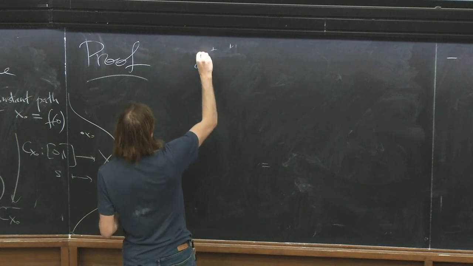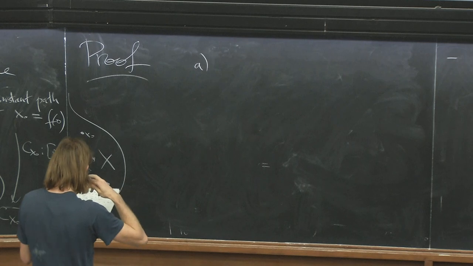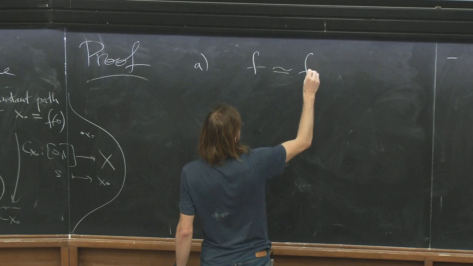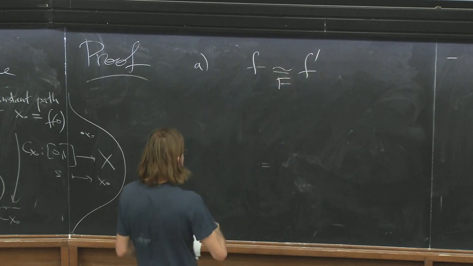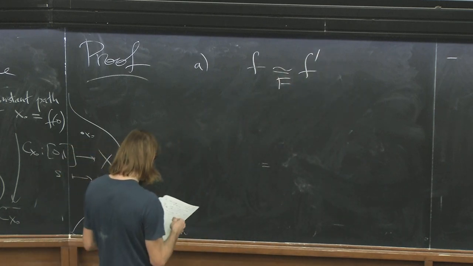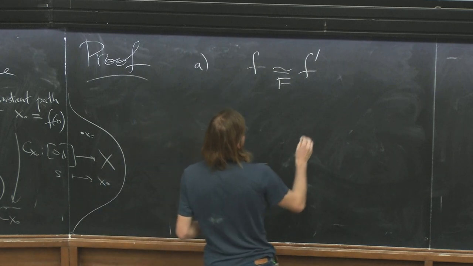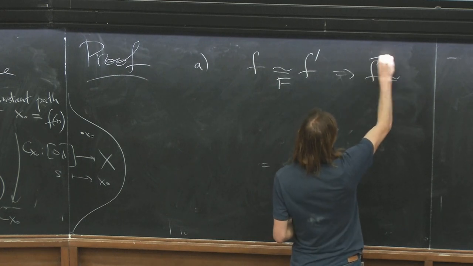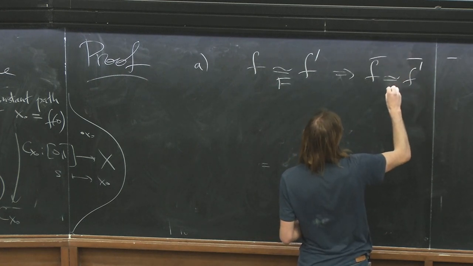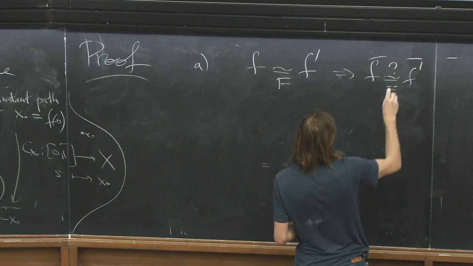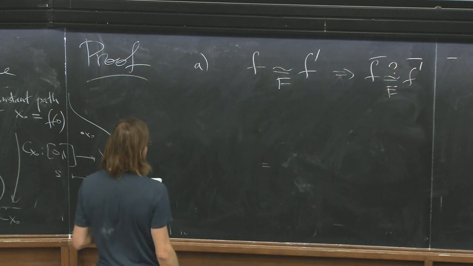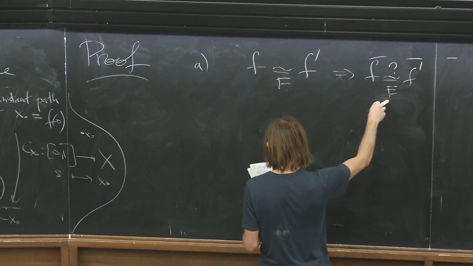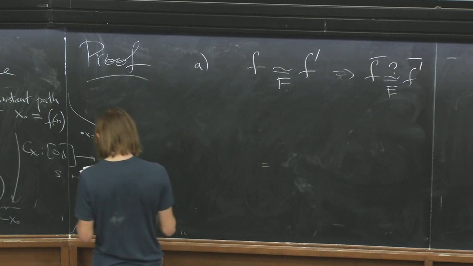So first, property A. Quite easy. We assume that this pair of paths is homotopic using some homotopy F. And then we want to show that the inverses are also homotopic, with some explicit homotopy which we denote by F bar. So given a homotopy F, we'll just construct explicitly the homotopy F bar.